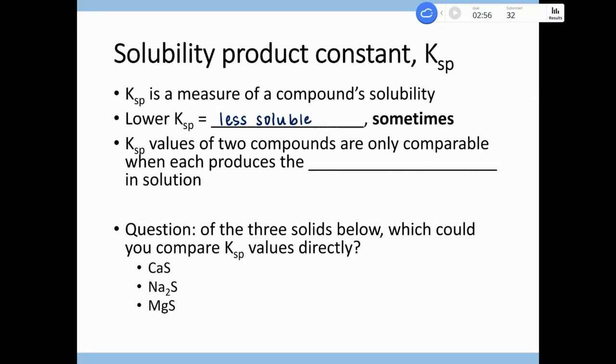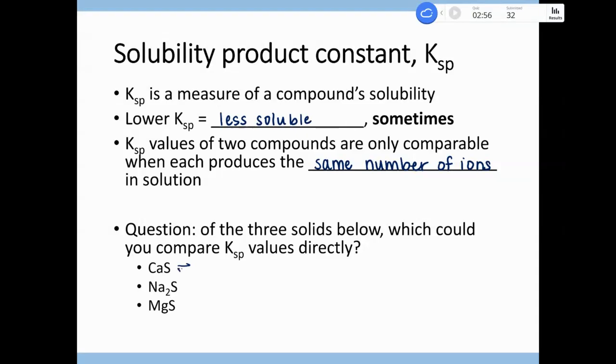Comparing the solubility of two compounds based on their KSP values can only be done when each produces the same number of ions in solution. So we're thinking about, for every one solid ionic compound formula, how many ions does that break into? Of these three solids below, which could you compare the KSP values directly?